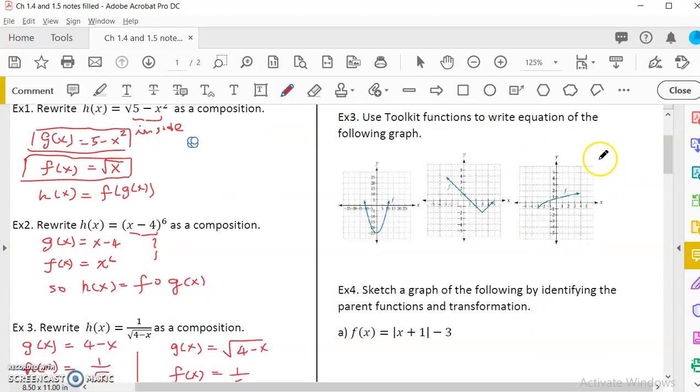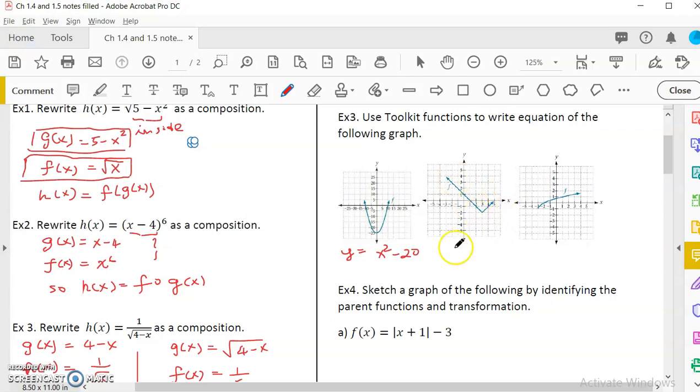The third example would be someone graphs a function and you are to use the transformation meaning to discover what this information is. This looks like an x squared toolkit function, parent function, but it's down 20. So you would say it's x squared minus 20.